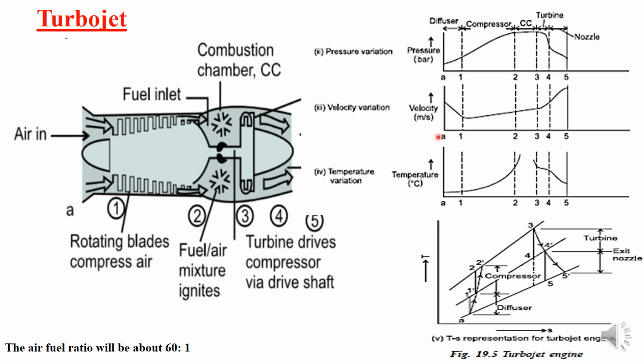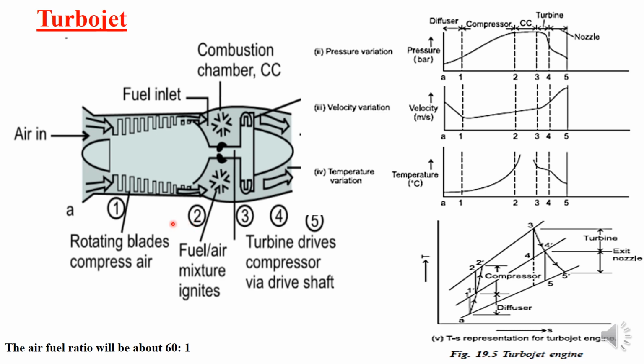Next we have the temperature. It will increase, then in the combustion chamber it will be at peak. Then it will keep on reducing. That's it. Temperature, we don't have much role over here. Next we will go to the TS diagram of this turbojet engine.